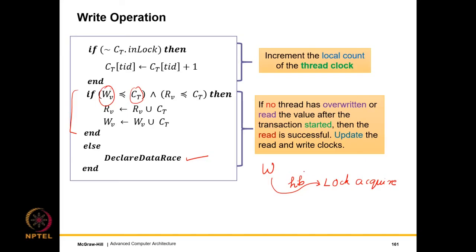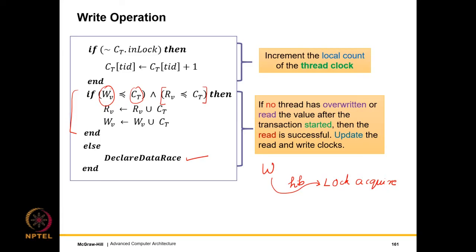Because it should hold, which means that all preceding writes, just go back to the lecture on data races, all preceding writes have to have a happens-before relationship with the lock acquire operation that started this critical section, and that will be captured by this relationship. If this relationship doesn't hold, then it automatically means that there is no happens-before relationship, so this means there is a data race.